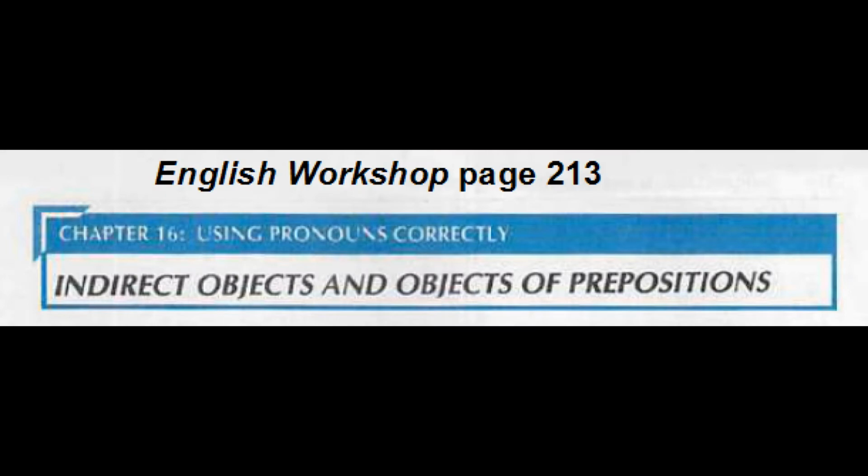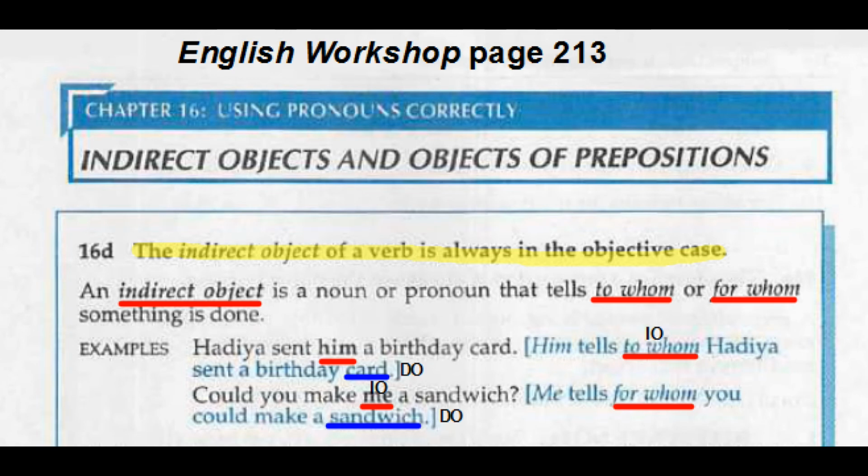Okay, please turn to page 213 in the English Workshop book, and we're going to work with indirect objects and objects of prepositions, and we're going to learn how to place the correct pronouns in sentences in our writing. To begin with, go ahead and highlight Rule 16D: the indirect object of a verb is always in the objective case. Now, you just look at the name of this part of speech, indirect object, and you know it's going to be an object pronoun. I mean, it just makes sense.